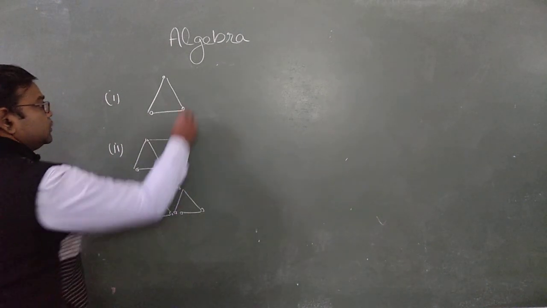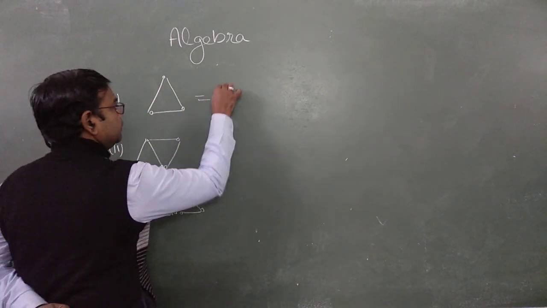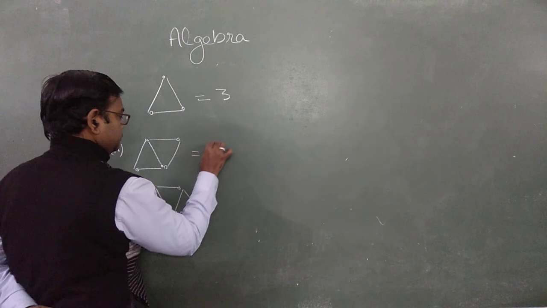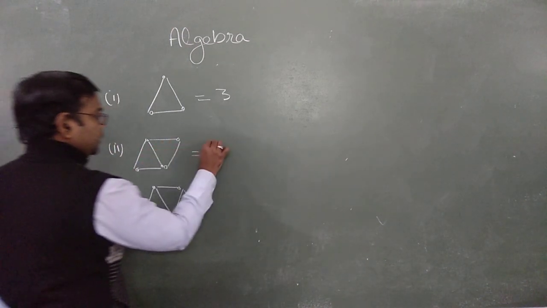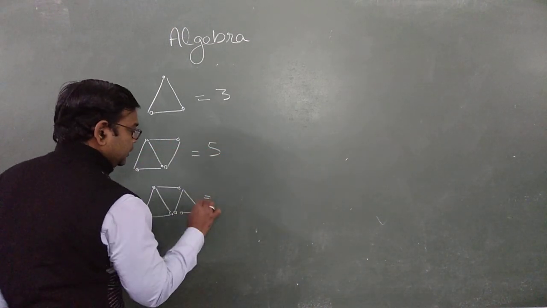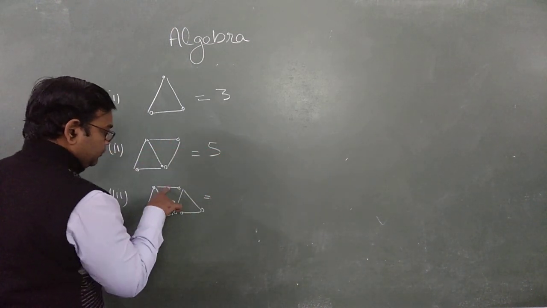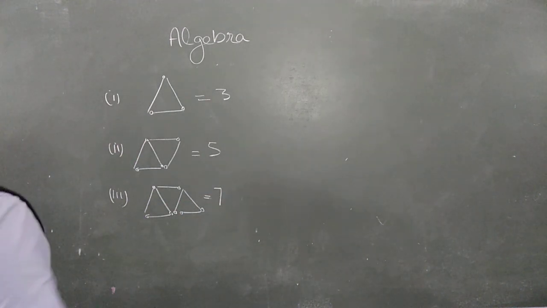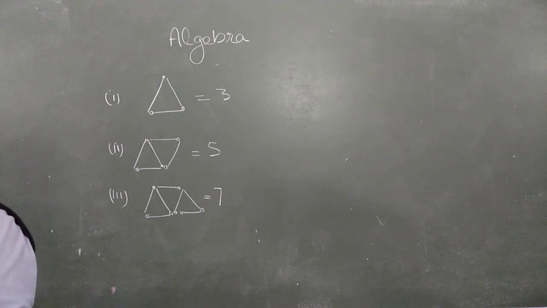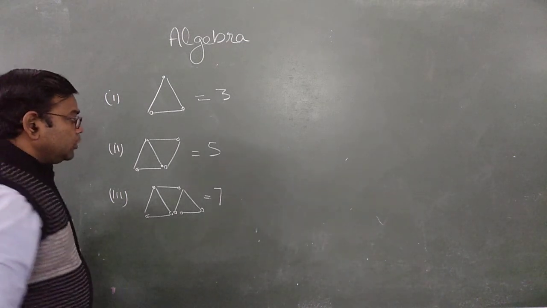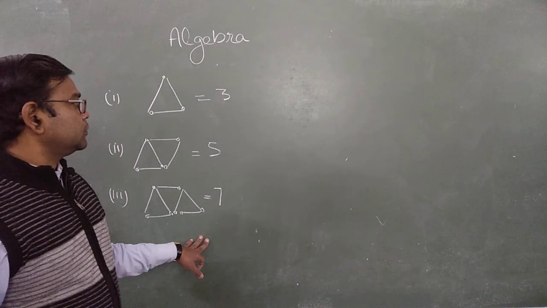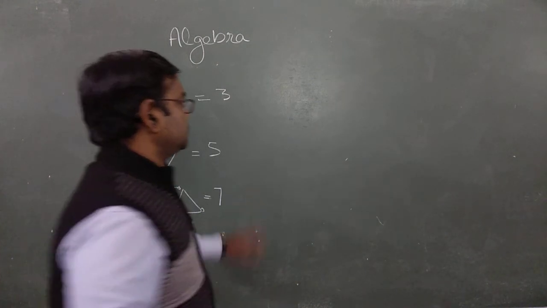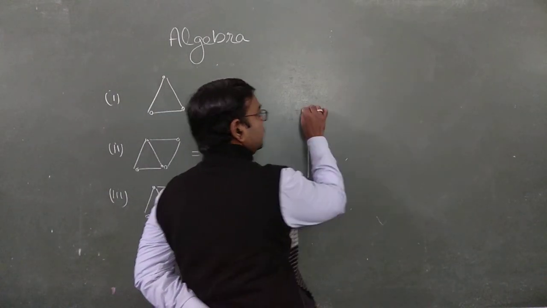So check the number of matchsticks. Here we have three. Here we have 3, 4, 5, 5. Here we have 3, 4, 5, 6, 7. Clear? There are 7 matchsticks. So how do we generalize the term? As I told you, you have to frame a box. Frame one box likewise.